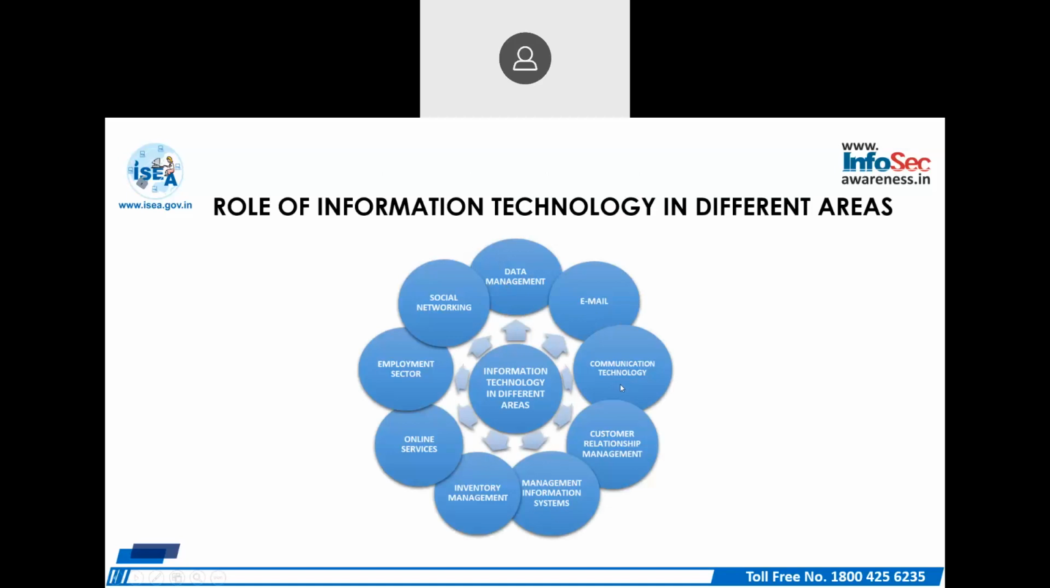Then communication technology, the social media technology which we normally use, whether it be LinkedIn, Instagram, Facebook, Twitter, Reddit or anything. Then customer relationship management software, like Amazon and Flipkart. These are CRM software. Then MIS systems. Now when we are doing jobs, there also we are giving a lot of data to us.